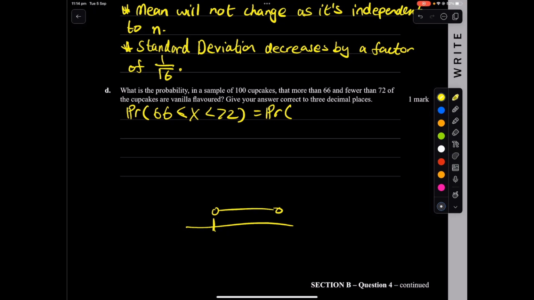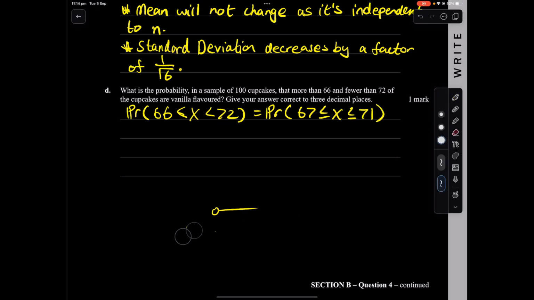Okay, so that'll be x equals 67 to x equals 71. And I'm going to use my calculator here, where x is binomially distributed. It's only 1 mark, so I'm not going to write all that out. So that should equal what?